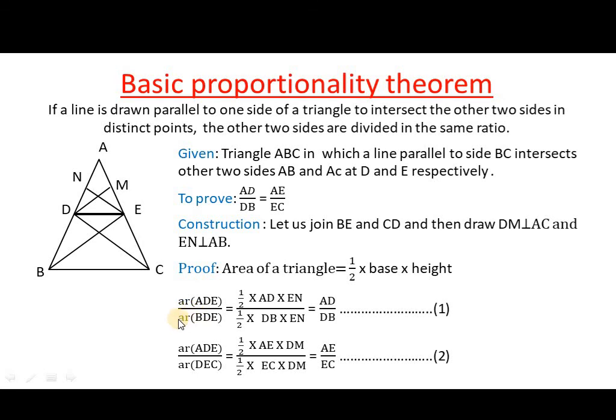Now the denominator portions become equal. The area of triangle BDE is equal to the area of triangle DEC. The numerators are the same, ADE and ADE, and the denominators are equal, so the entire ratio becomes equal. When the left hand side becomes equal, definitely the right hand side would become equal.